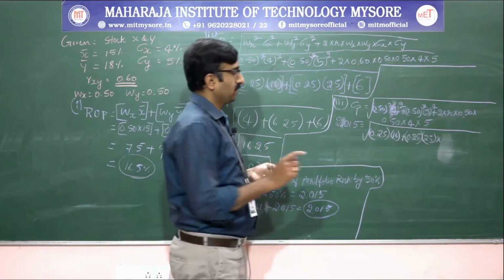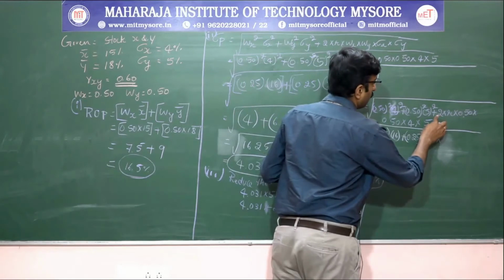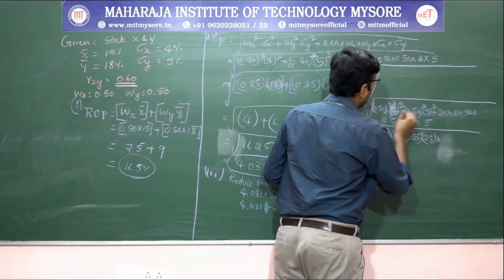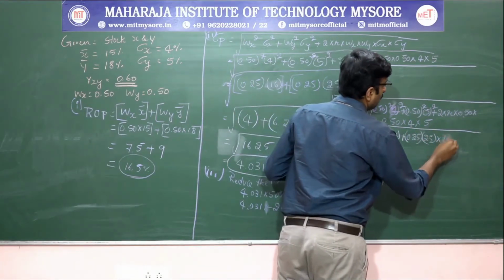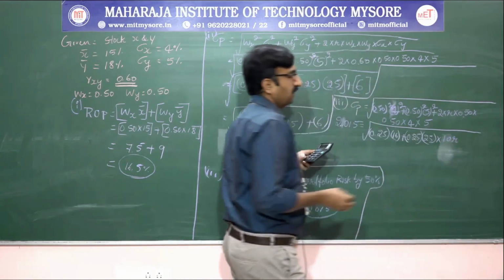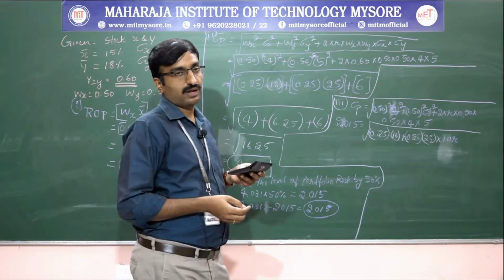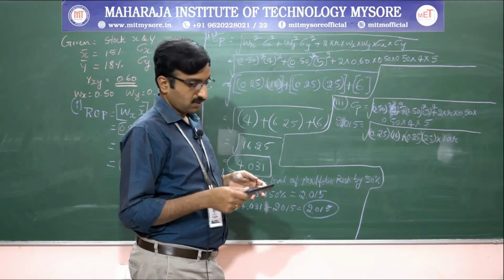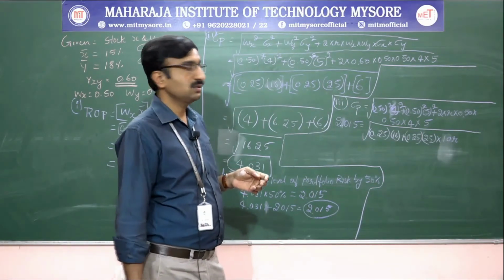So, you will get 10. If you take from here to here, you will get 10. This is 10 R. 10 R it is. Fine. So, now go for the calculation.